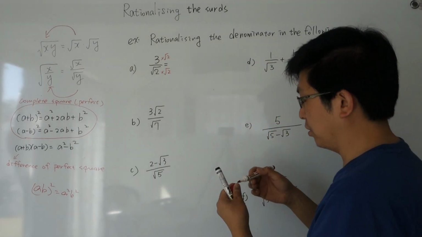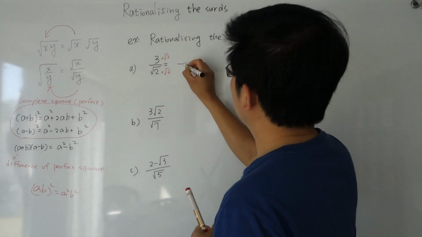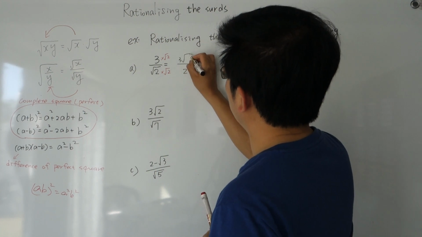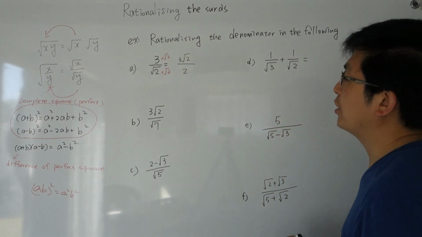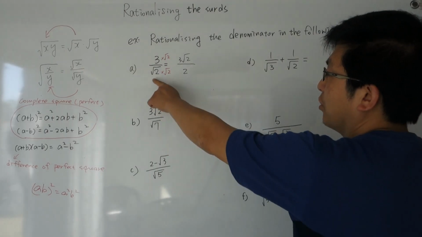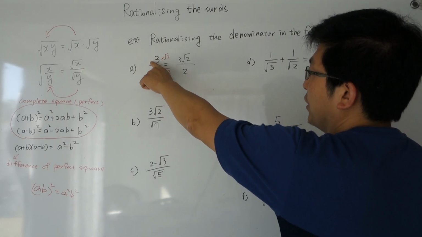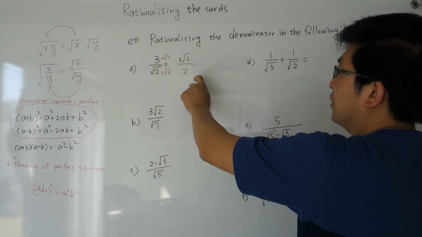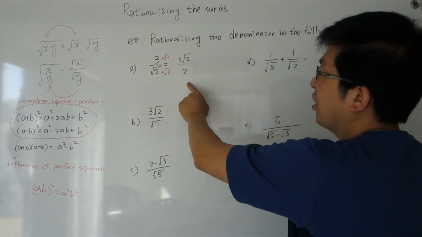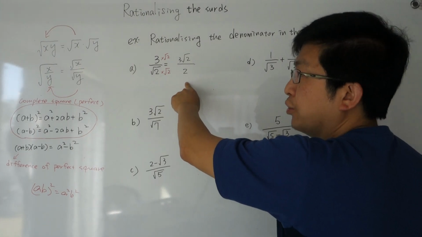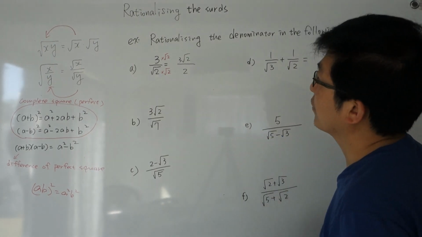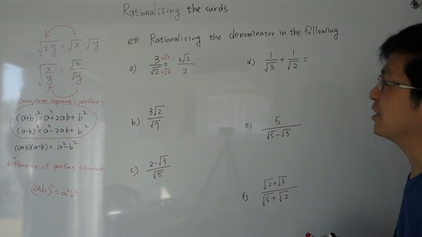Equivalent fraction. So the answer becomes 3 square root 2 over 2, right? Square root 2 times square root 2 becomes 2, and 3 times square root 2 becomes 3 square root 2. This is our answer. We call this process rationalizing. Okay? It means rationalizing the surds.